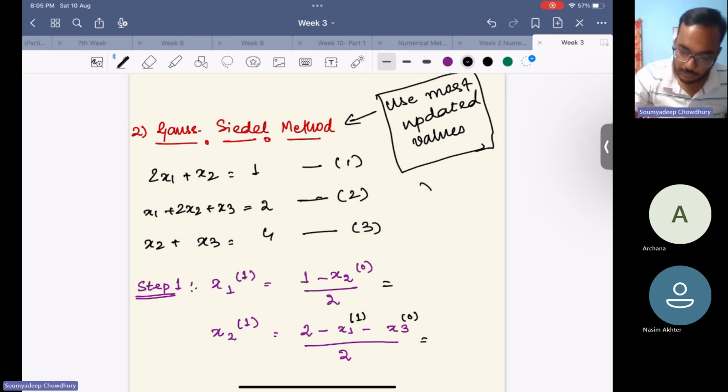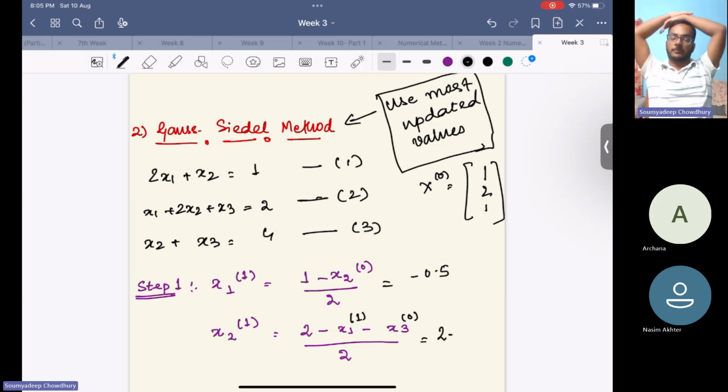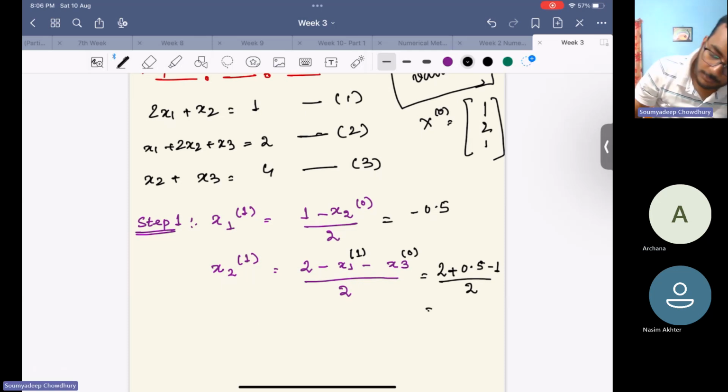So this is 1 minus x2 of 0, right? So x of 0 was given to be how much? 1, 2, 1. So it is minus 0.5. How much is this one? Can you tell anyone? What is x2 of 1? Archana, can you tell? Yes, sir. What is x2 of 1? Just tell me the values. 2 minus what is x1 of 1? x1 of 1 is minus 0.5, I have found out, right? x1 of 0 was 1. But here, when I am using the Gauss-Seidel method, as I told, we will be using the most updated values. So x1 of 1 we have to use in the first step itself. So it is 2 plus 0.5, x3 of 0 is 1, minus 2. So it is around 0.75.